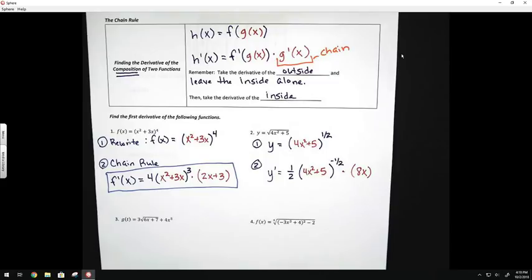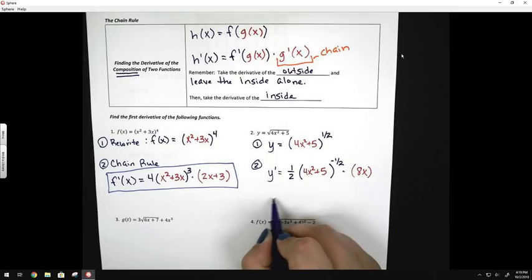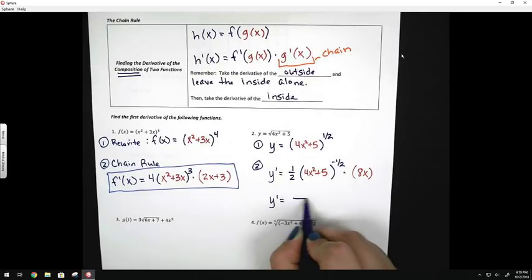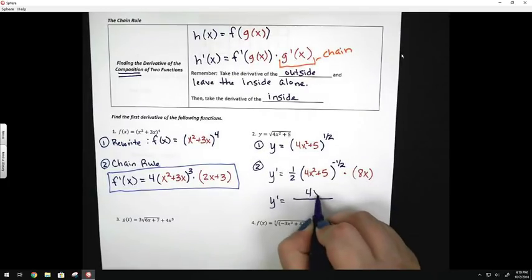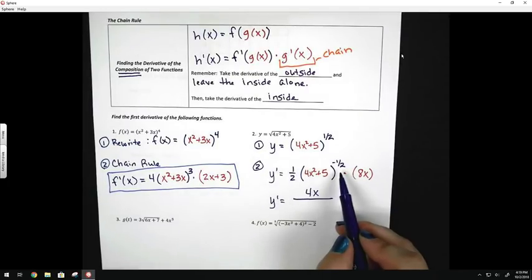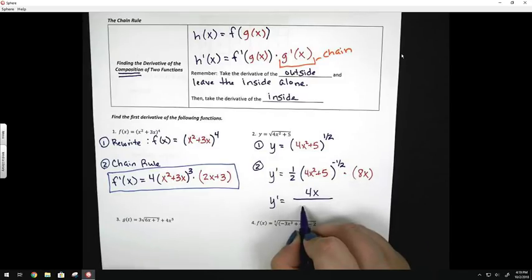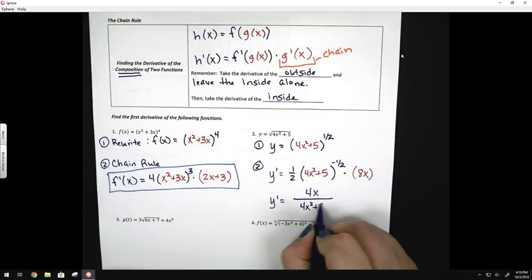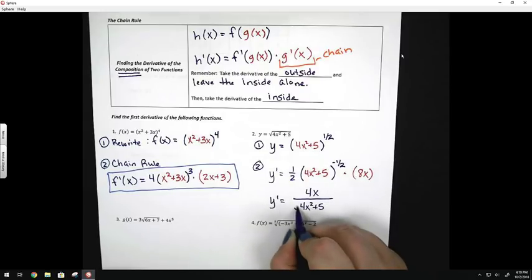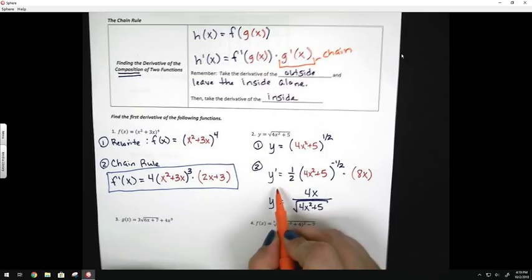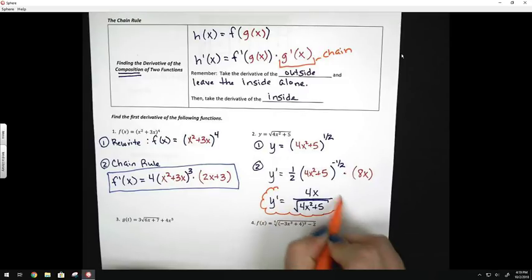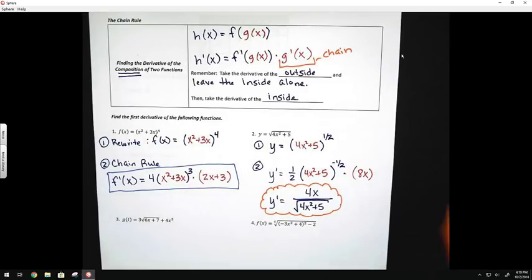Now this one I am going to simplify a little bit just to show you that it does look a little nicer when we simplify it. What we can do here is we know that this 1/2 times 8x is going to give me a 4x. And a negative exponent, I'm going to drop it like it's hot. So I get my 4x squared plus 5 on the bottom. I could write it to the 1/2 power, or I could just write it as a square root. Since my original function had a square root, I'm thinking that my answer probably should as well. So this is what my final answer is going to look like for number 2.